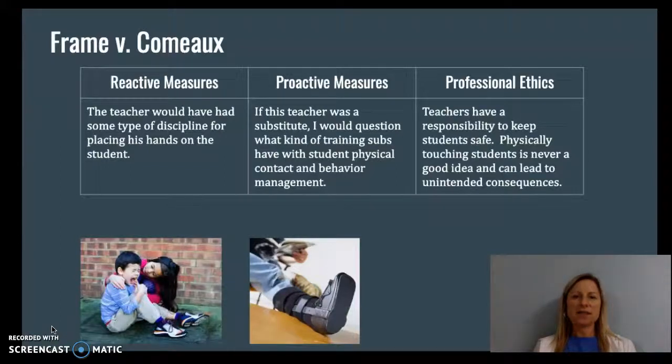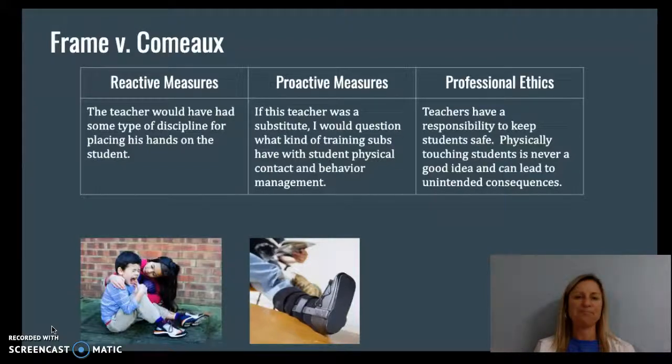I think something proactive that could have helped with this, it said that the teacher was a substitute, and I don't know if it was a teacher that was in the school at all times or just at this time was substituting. And so I would question what kind of training substitutes have in things like physical contact with students, classroom behavior management, some things like that maybe could help that teacher know how to interact with students in this situation.